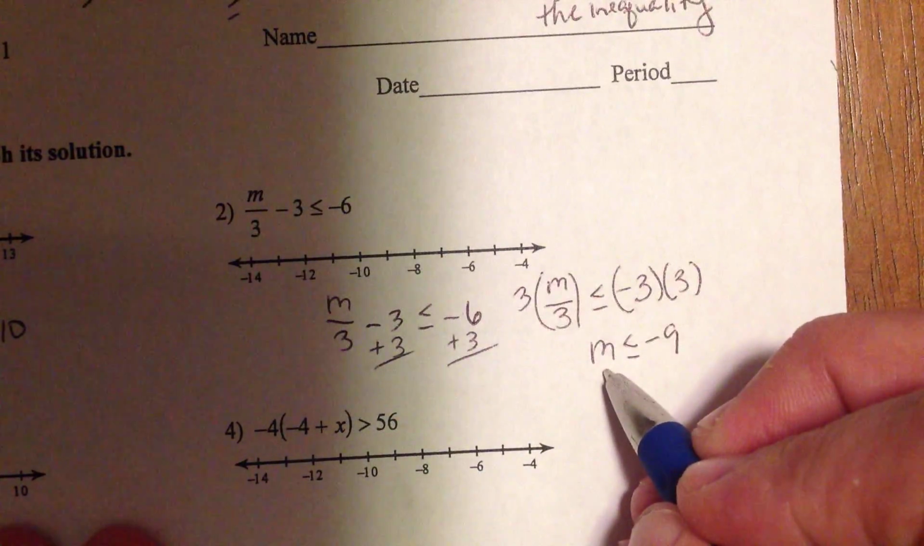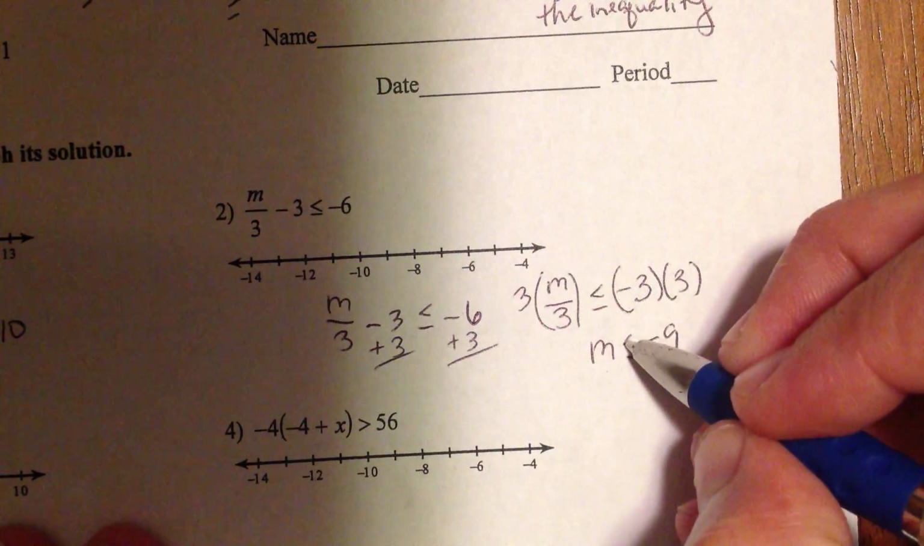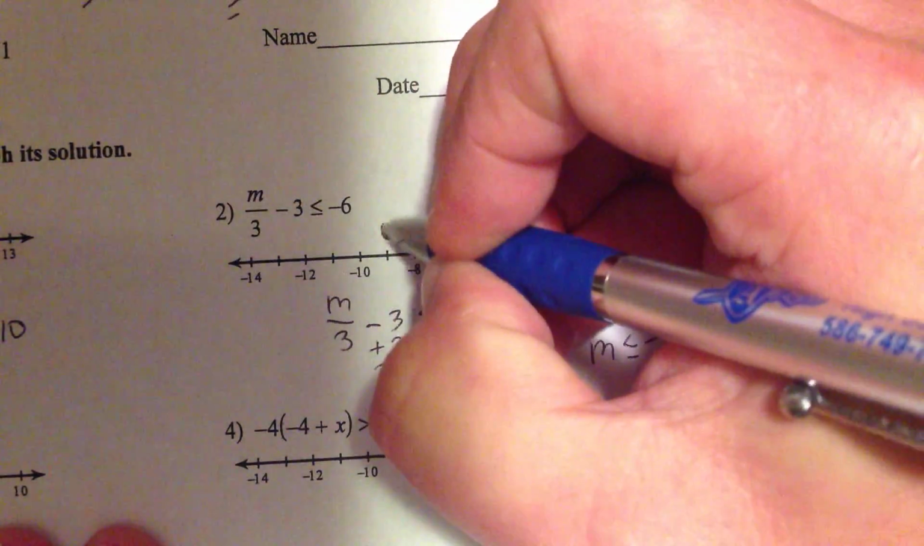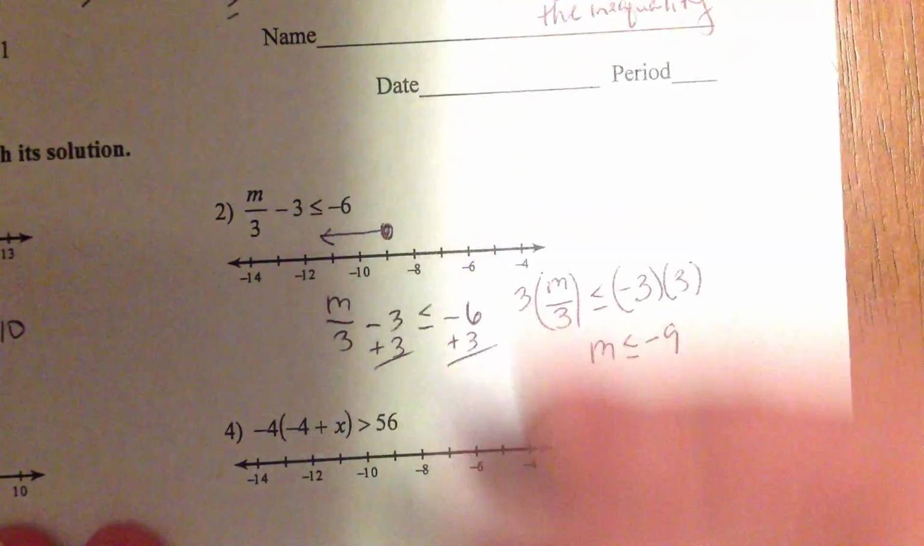I have my variable on the left-hand side. Less than or equal to means I have a closed circle at negative 9, and I will head to the left.